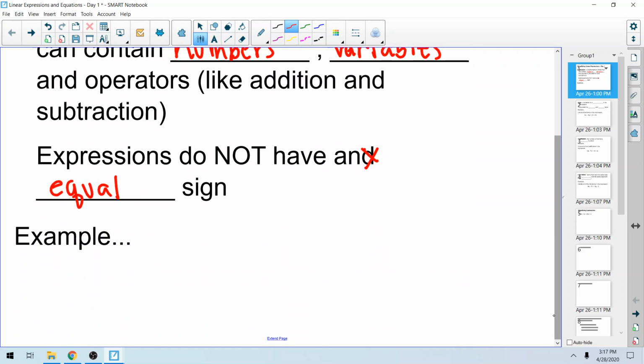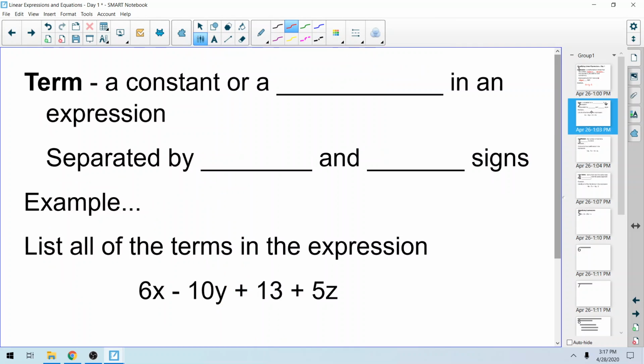So for example, an expression could be something like 5x plus 7y minus 3. So we've got numbers, 5, 7, and 3. We've got variables, x and y, and we've got operators, plus and minus. That's an expression. Next, a term.